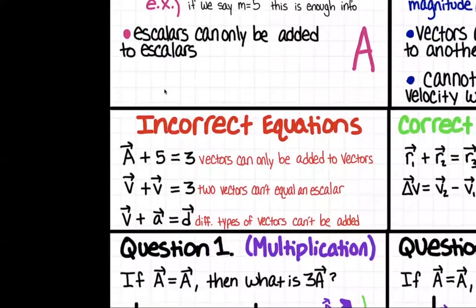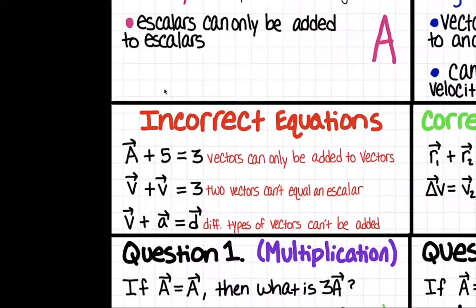Now let's see some incorrect equations. An incorrect equation would be vector A plus 5 equals 3. Why can that not be true? Because vectors can only be added to vectors, so you cannot add a vector quantity and a scalar quantity. You could do a scalar quantity such as 2 plus 5 equals 3, that would be fine.